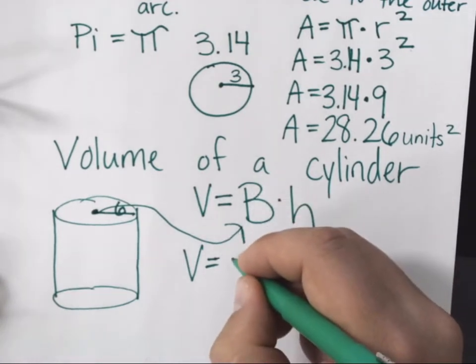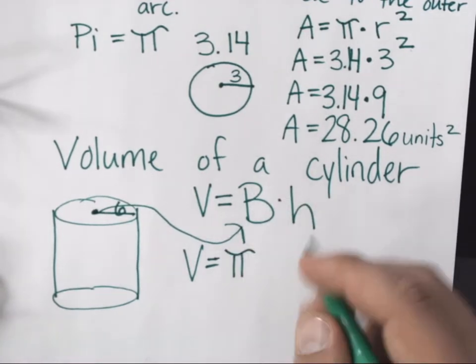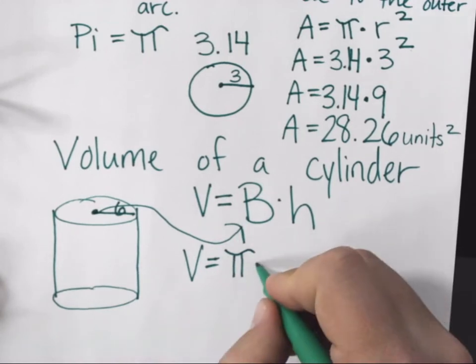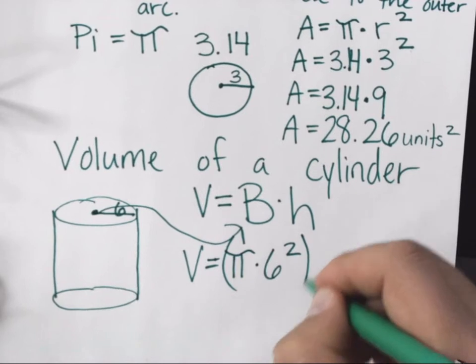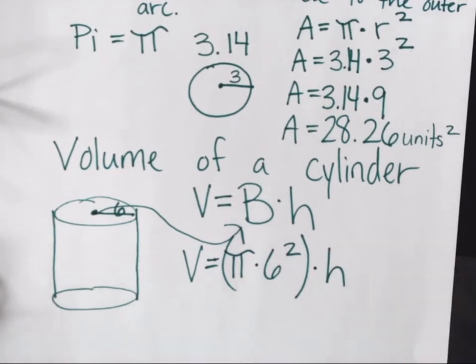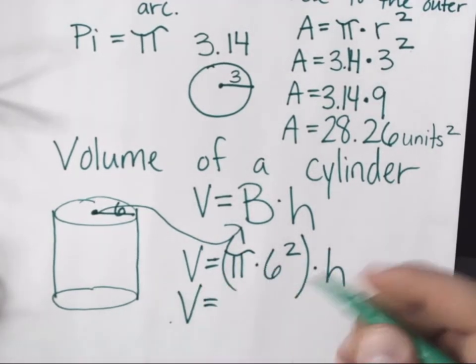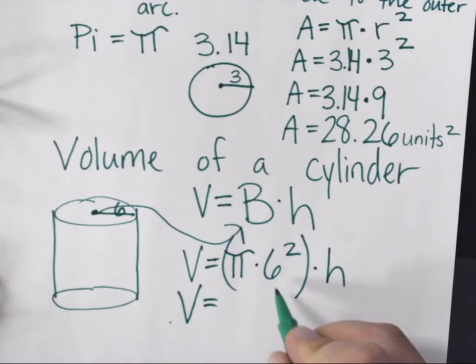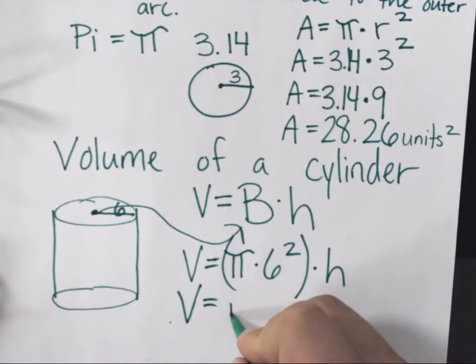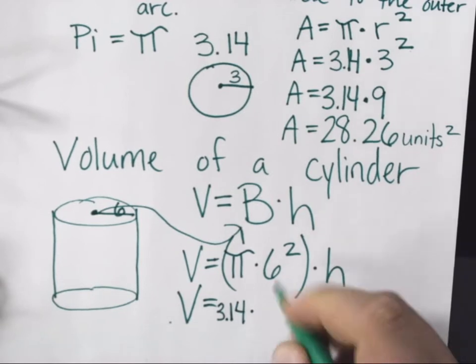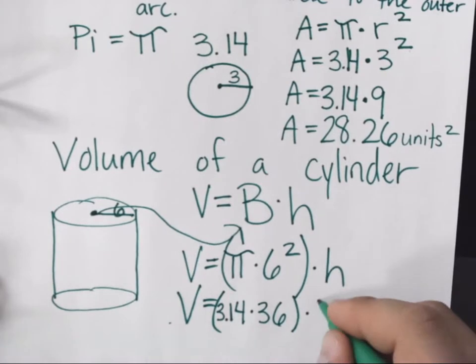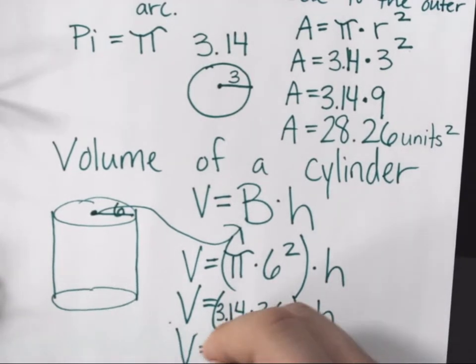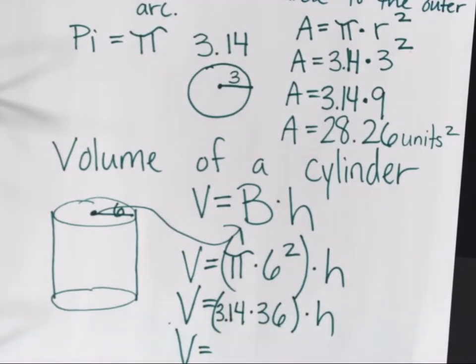Okay, so pi times the radius, which is 6, squared. And then we would have to multiply that by the height. Okay, so volume equals, 6 squared is 36, so 3.14 times 36, times the height. So let's just type that into a calculator.